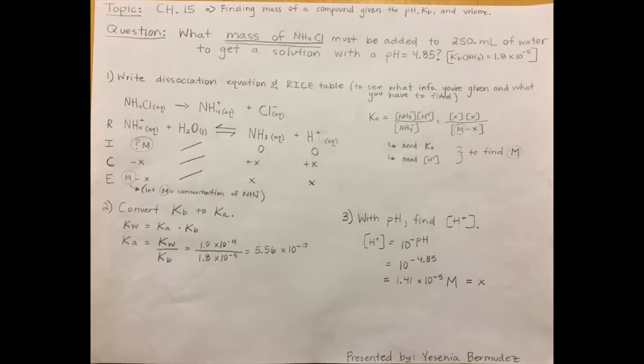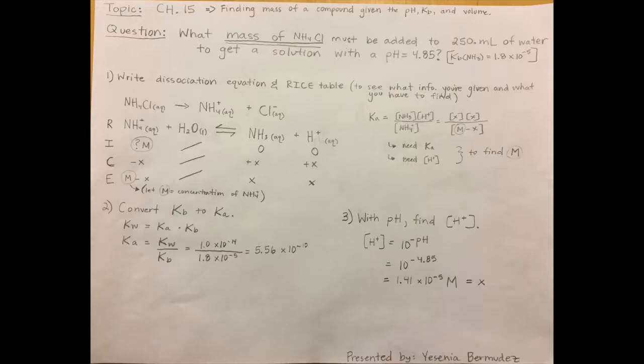The question gives us the equilibrium constant of the base, but we need the equilibrium constant of the acid. So to convert Kb to Ka, we can use the equation Kw, which is the equilibrium constant of water, equal to Ka times Kb. Rearranging to find Ka, we have Ka equals Kw over Kb. When we plug in the values, we get that Ka is 5.56 times 10 to the negative 10.